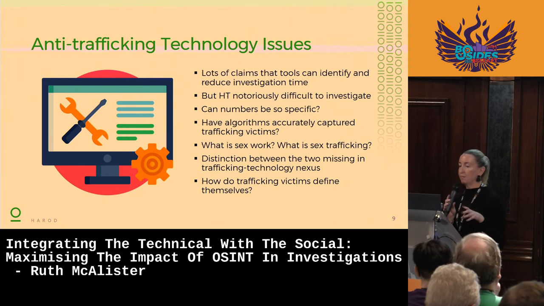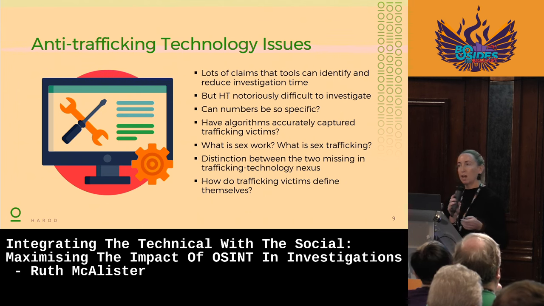So there can be a distinction, if you like, to really think about within this trafficking and technology nexus. How trafficking victims even define themselves. And trust me, a lot of them do not define as victims. But that is probably a whole other conference talk.